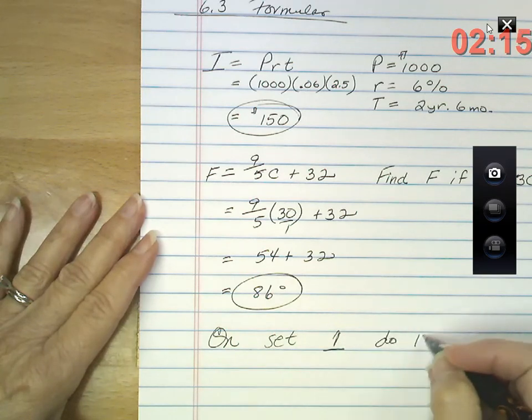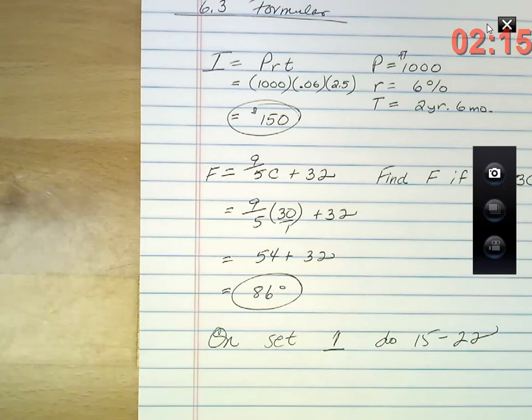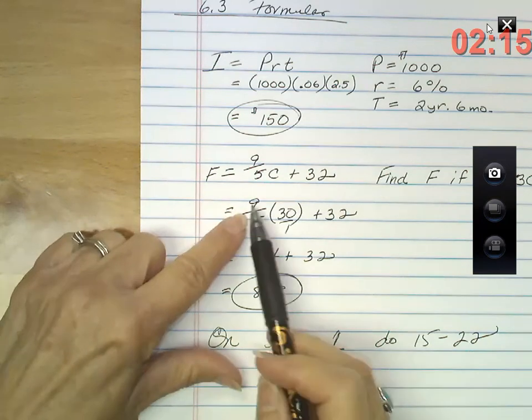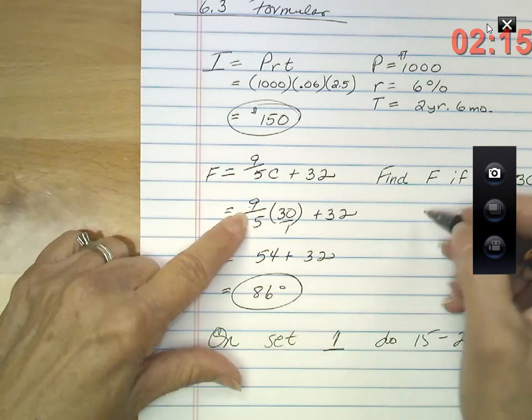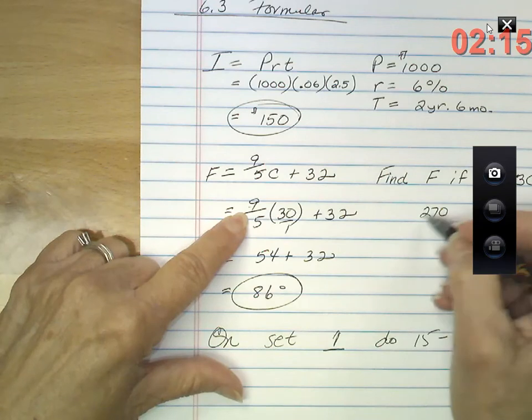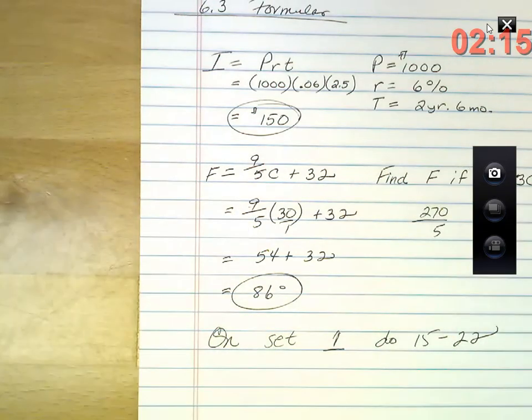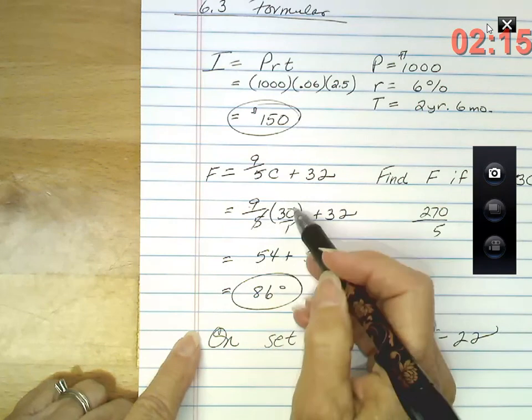We put a 1 underneath the 30. Yes. Just make it a fraction. You're working a fraction problem there. And I'm canceling. If you don't want to cancel, just multiply your numerators, multiply your denominators. So you can multiply 9 times 30, 5 times 1 is 5, and then divide that part. But I'm canceling that.